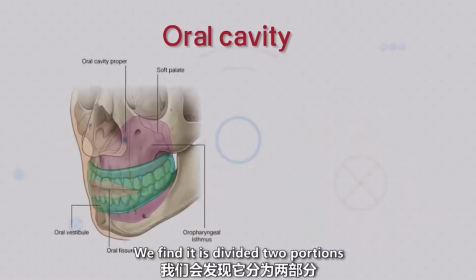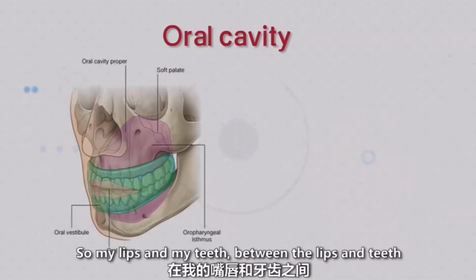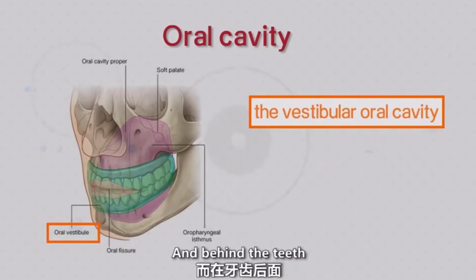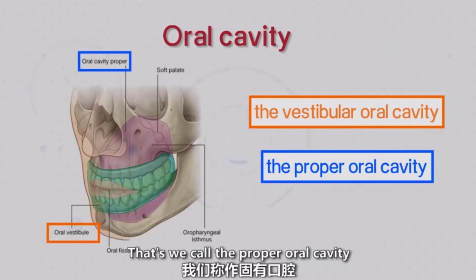We find it is divided into two portions. See, I will show you. Between my lips and my teeth, that's what we call the vestibule of the oral cavity. And behind the teeth, that's what we call the proper oral cavity.